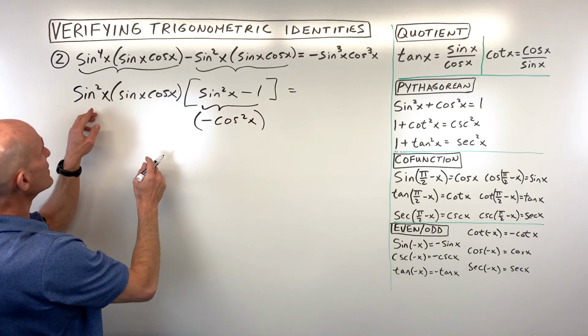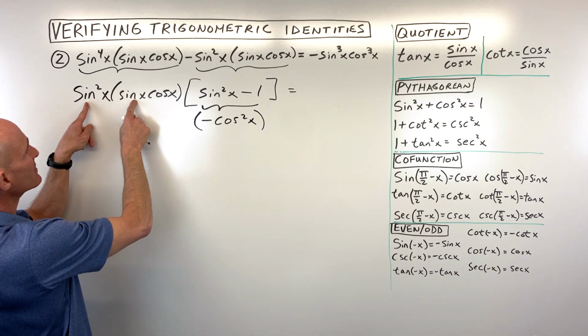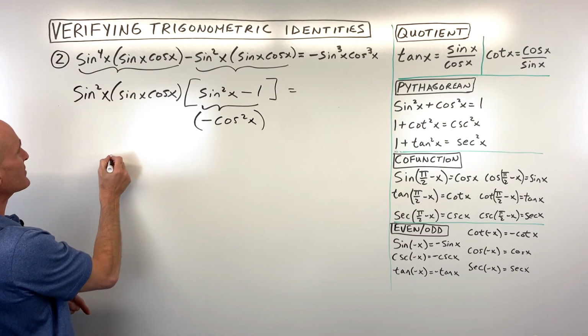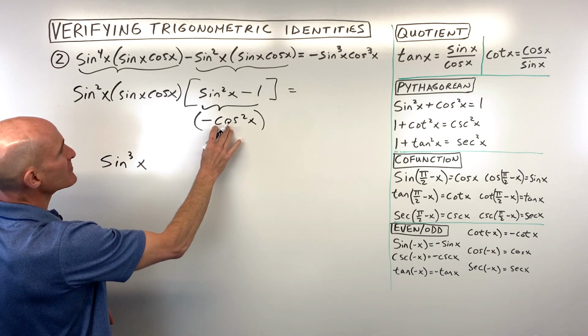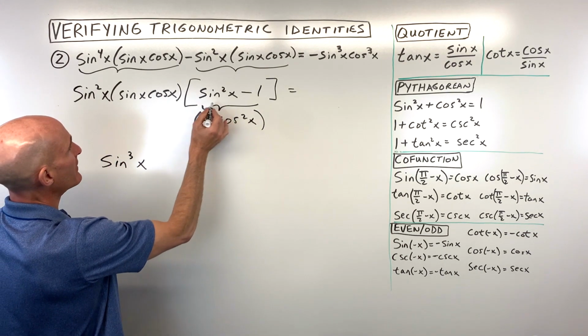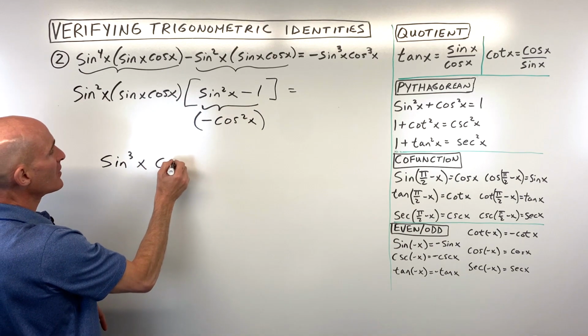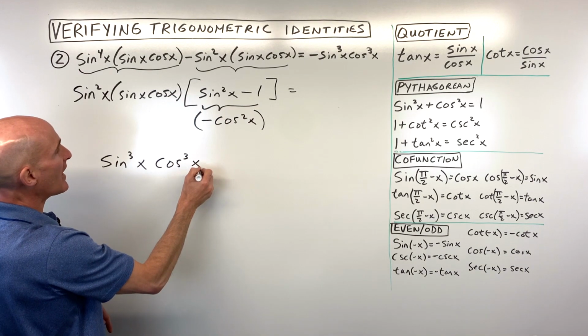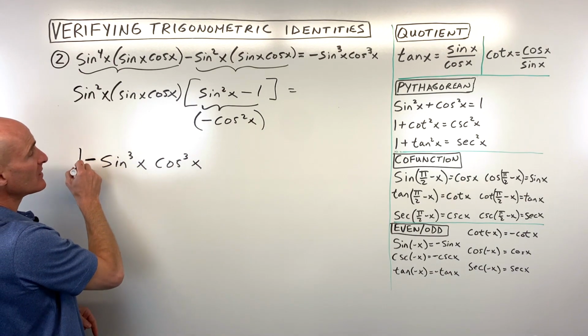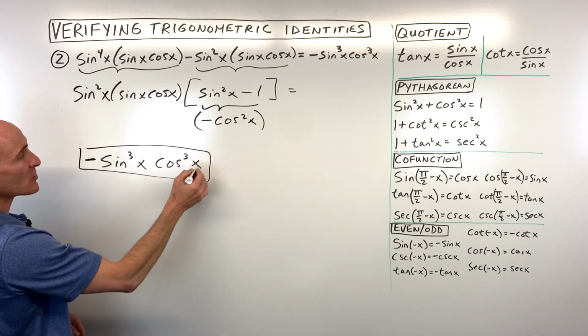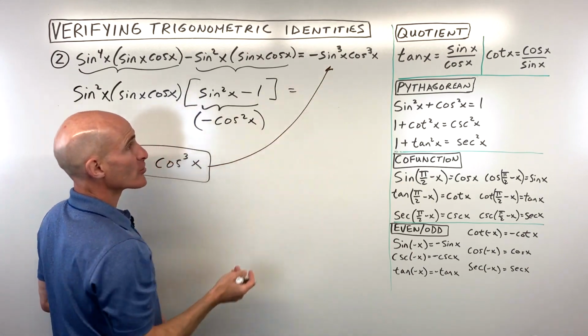So now let's see what we have. We have sine squared times sine to the first. That's going to give us sine cubed x. Cosine times cosine squared, when you multiply, you add the exponents. 2 plus 1 gives us cosine cubed x, times a negative 1 gives us a negative sine cubed x cosine cubed x. And that's what we were trying to prove.